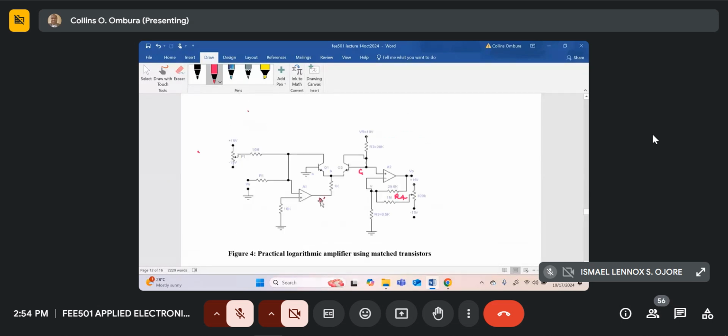This one, which we call the practical log amp using matched transistors. Now, if you look at this circuit, it has this potentiometer P1 over here. It's called a null offsetting circuit. It's connected through a high resistance to one of the terminals of the op-amp.